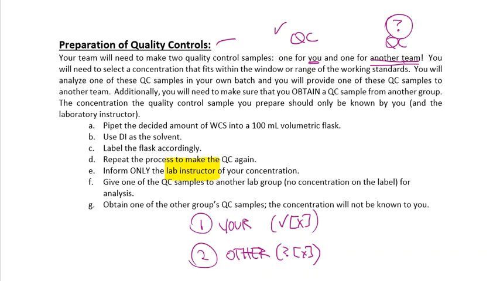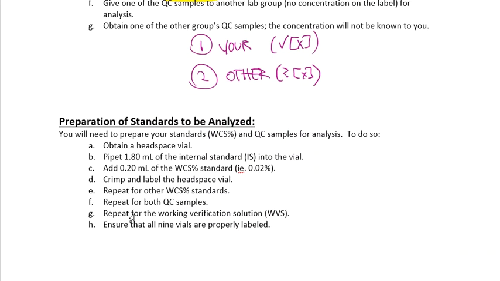Next are going to be the preparation of the standards. So you're going to have a series of standards that you've made from that table up above, and it's going to tell you how to do these. Number 1, obtain a headspace vial. It's the glass vial that's going to have a cap that you're going to have to crimp.